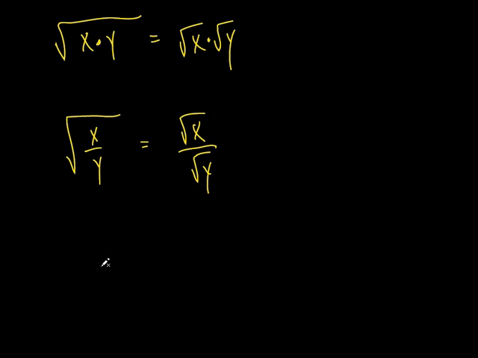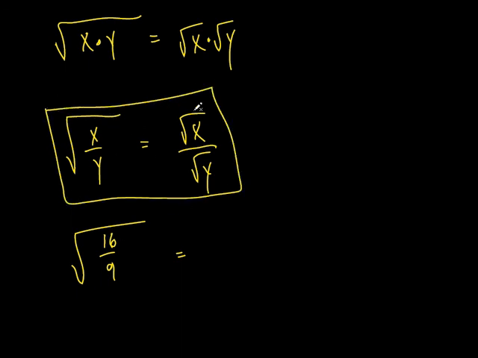So for instance, let me just pick one. What if I had the square root of 16 over 9, and I asked you to simplify that? Now, can you actually simplify 16 over 9? Does anything go into 16 and 9? No. So what can you do, though? It's under a square root, so I can use this rule right here. Call this the quotient rule for radicals.